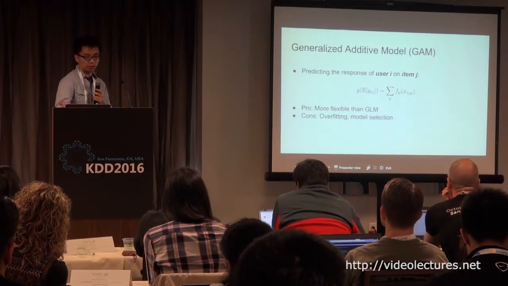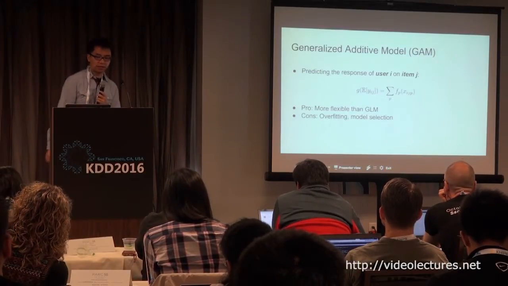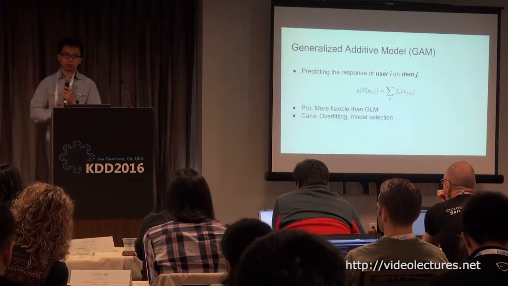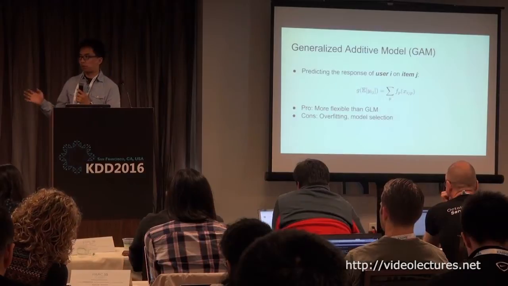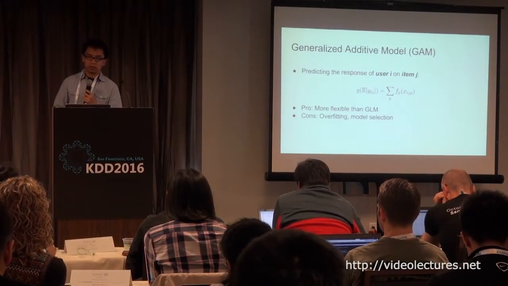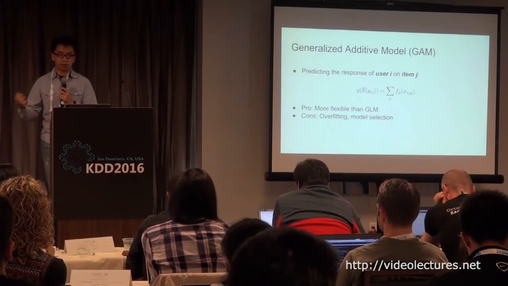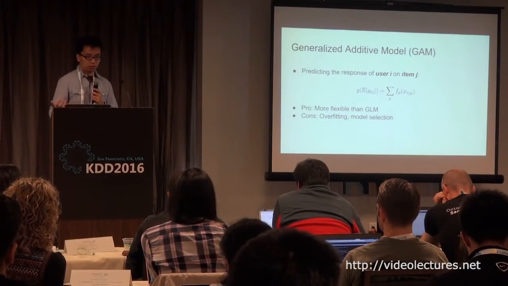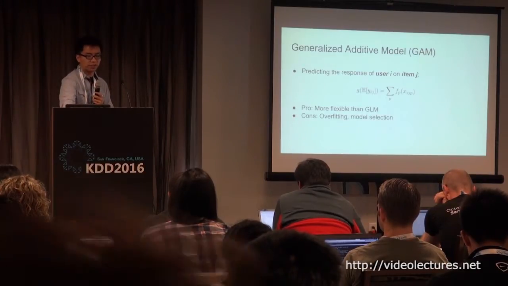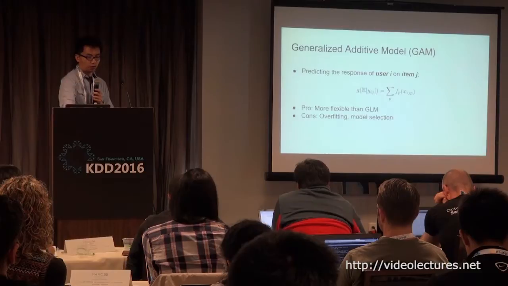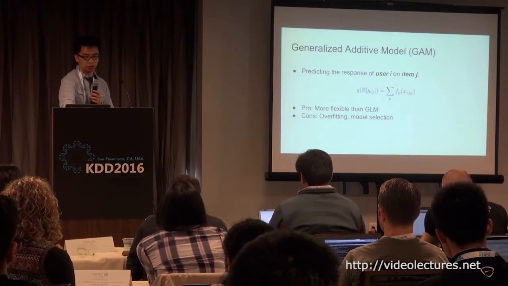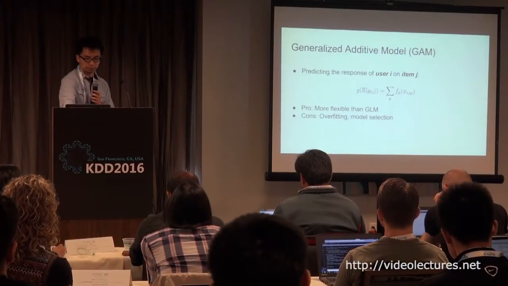And the GAM model is, of course, more flexible than a generalized linear model because we no longer restrict ourselves to linear components in the model. We can deal with more complicated or even non-parameterized models, but there are also some potential drawbacks. For example, it's easier to overfit your model when the data is sparse, and it's very difficult to do model selection within the GAM framework.